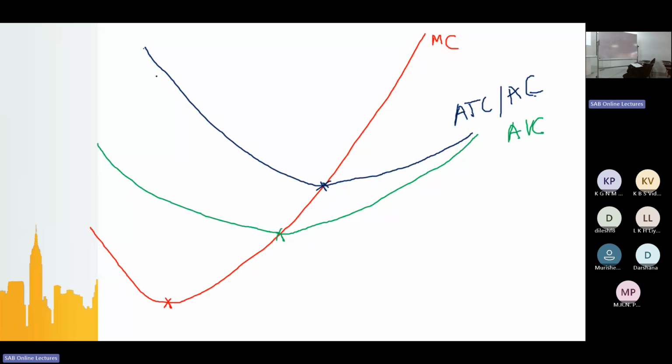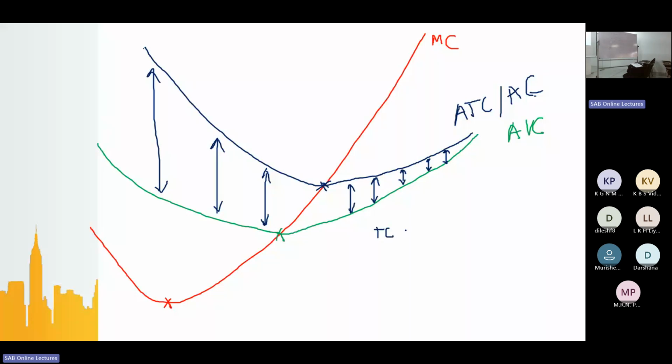And importantly, the vertical gap between average variable cost and average total cost should be decreasing when the output level is expanding. This gap is shrinking. The gap is narrowing. What is the reason?